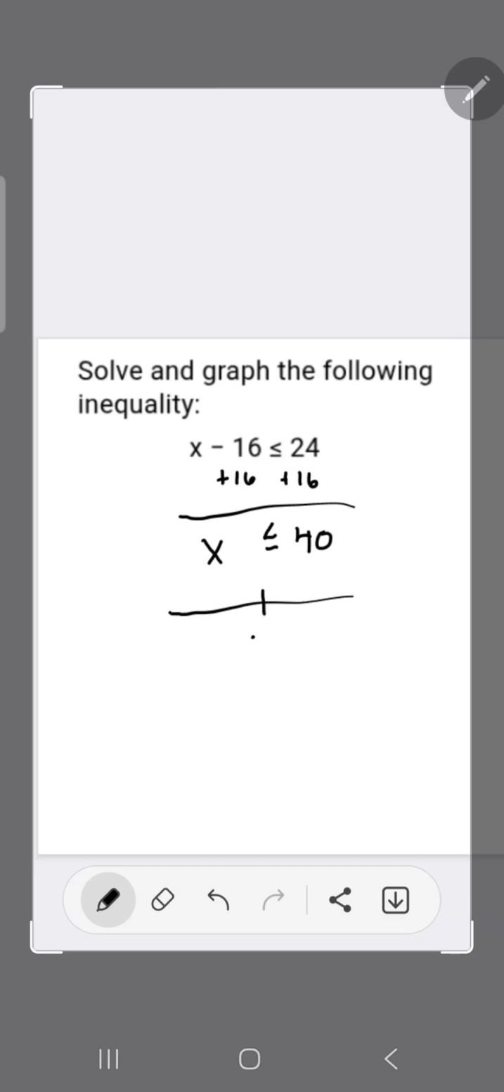With a number line, we'll put 40. Get more math will automatically move that down for you on the system. And then we're going to use a filled-in circle for the equal sign, and the arrow is pointing left, so less than 40 would go to the left.